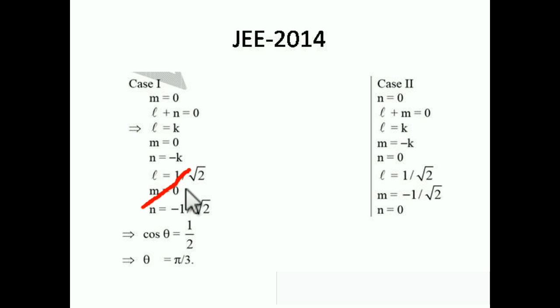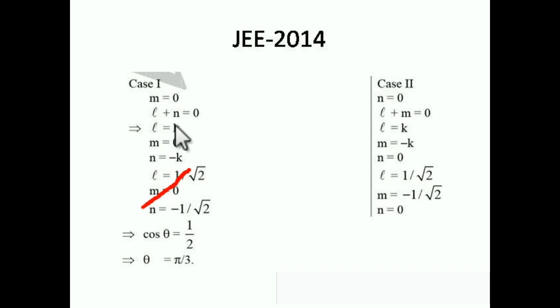And case 2, n is equal to 0, then l plus m is equal to 0. That means l is equal to minus m. So if l is equal to k, then m is equal to minus k and n is equal to 0. Again, you don't need to do this thing. Okay, now we have to just multiply and get the answer.